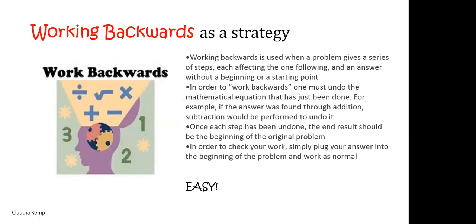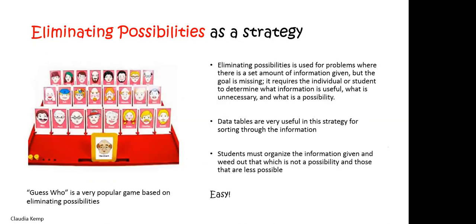In order to work backwards, one must undo the mathematical equation that has just been done. For example, if the answer was found through addition, subtraction would be performed to undo it. Once each step has been undone, the end result should be the beginning of the original problem. In order to check your work, simply plug your answer into the beginning of the problem and work as normal. Easy.